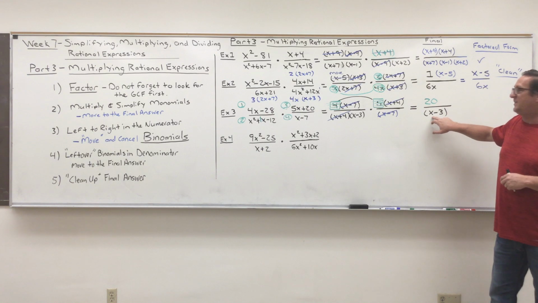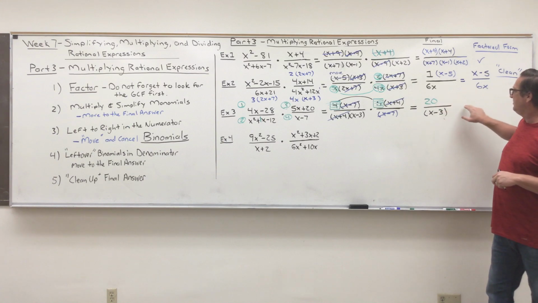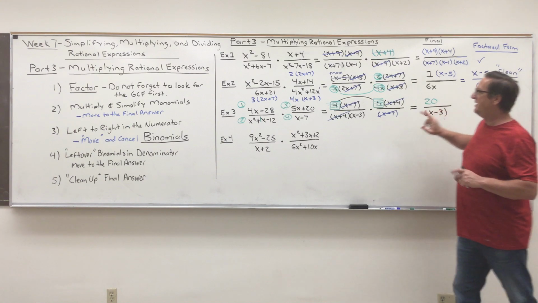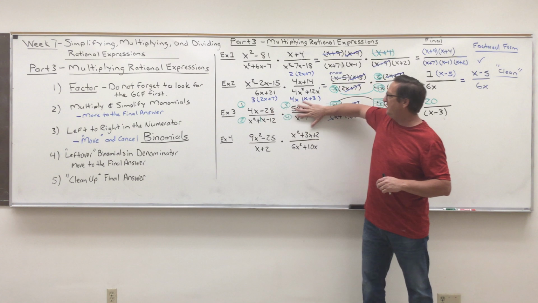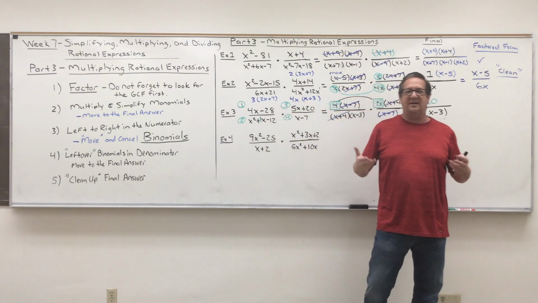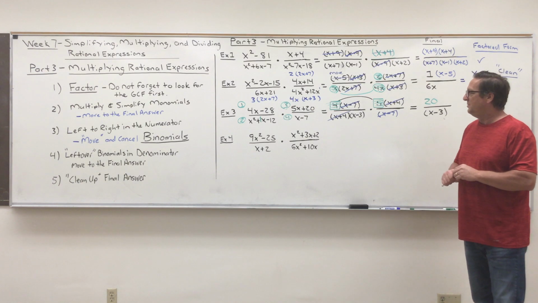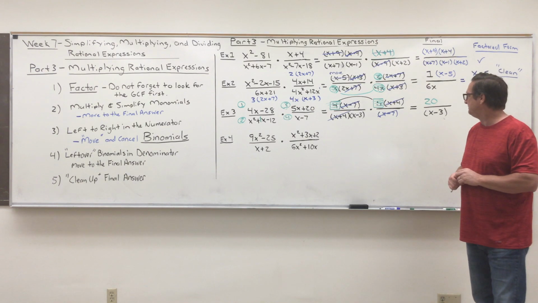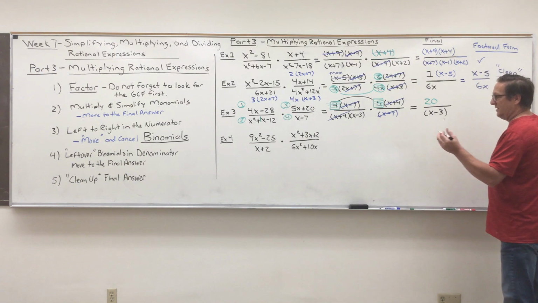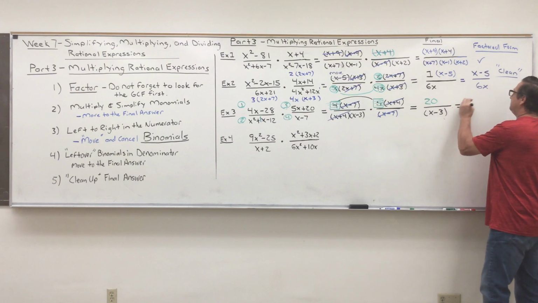In fact, let's put in 5 right here. If I put in a 5, 5 minus 3 is 2. 20 divided by 2 is 10. And I guarantee you that if you put a 5 right here into all the x's, you would get an answer of 10. Okay, so that's what we're doing. We're multiplying, but we're almost simplifying. All right, let's clean this thing up.